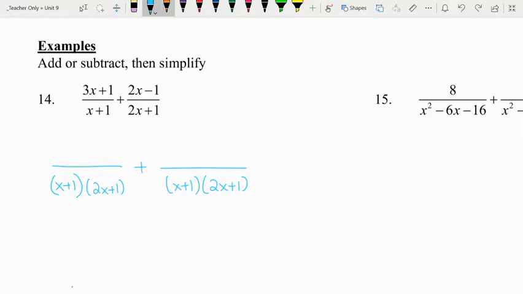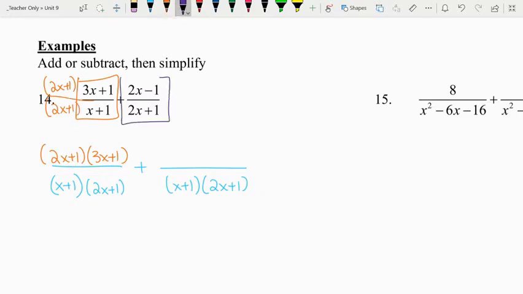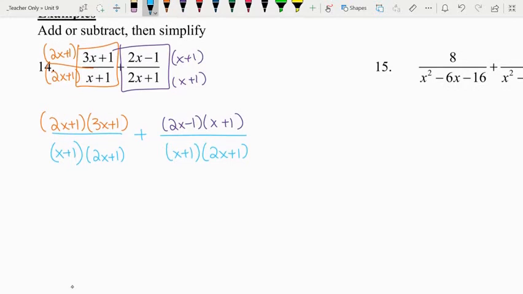So from here, now I just need to think, okay, in this first fraction, what am I missing? Well, I'm missing the 2x plus 1. So this becomes 2x plus 1 and 3x plus 1. In the second one, again, what are we missing? We're missing the x plus 1. So this one becomes 2x minus 1 times x plus 1. So what we have to do here is now FOIL and then rewrite it as one fraction.